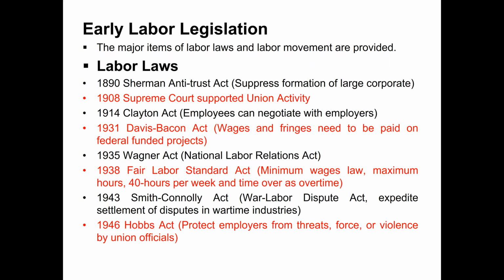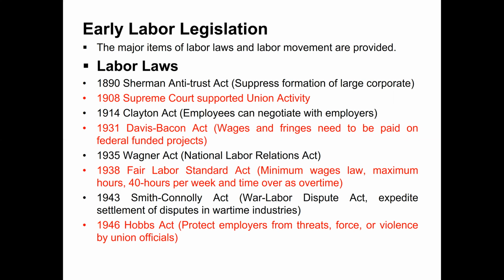With this, we are going to discuss some important labor legislation or labor laws that were developed with the passage of time and approved by the American Congress. In 1890, there was the Sherman Antitrust Act. In this act, they were suppressing the formation of large corporations. They were emphasizing that corporations should be small and should not form a big monopoly of large corporations. So in 1890, the Sherman Antitrust Act was to suppress the formation of large corporations so that they would not make a monopoly.